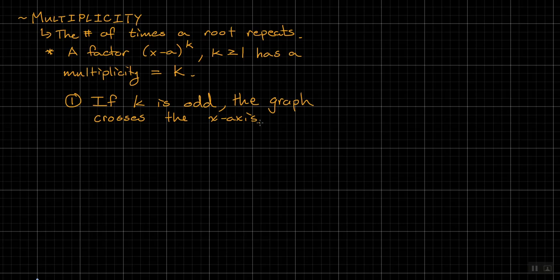Now, if we want it to be wordier, there's two ways that it can cross. It can go from being a negative to a positive, or it can go from being a positive to a negative. Those are the only two options. It crosses completely over. The alternative is that if k is even, what does the graph do?